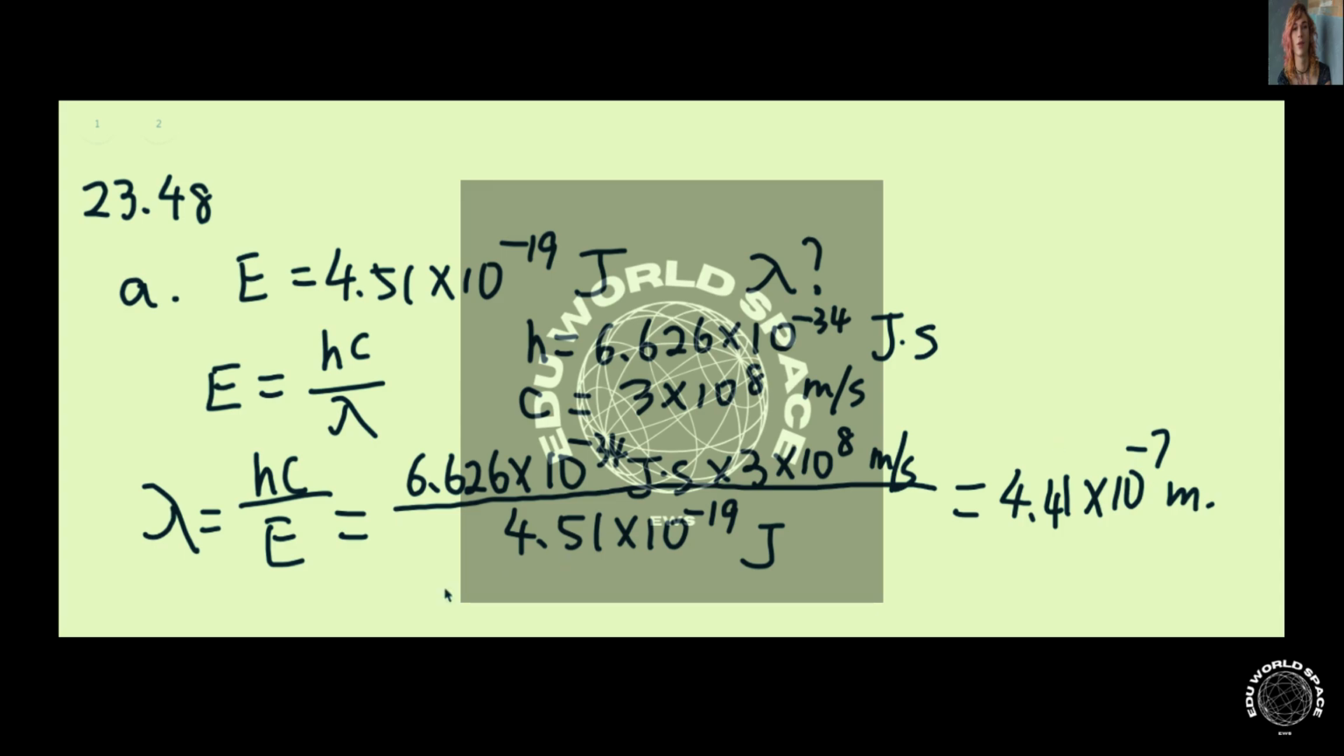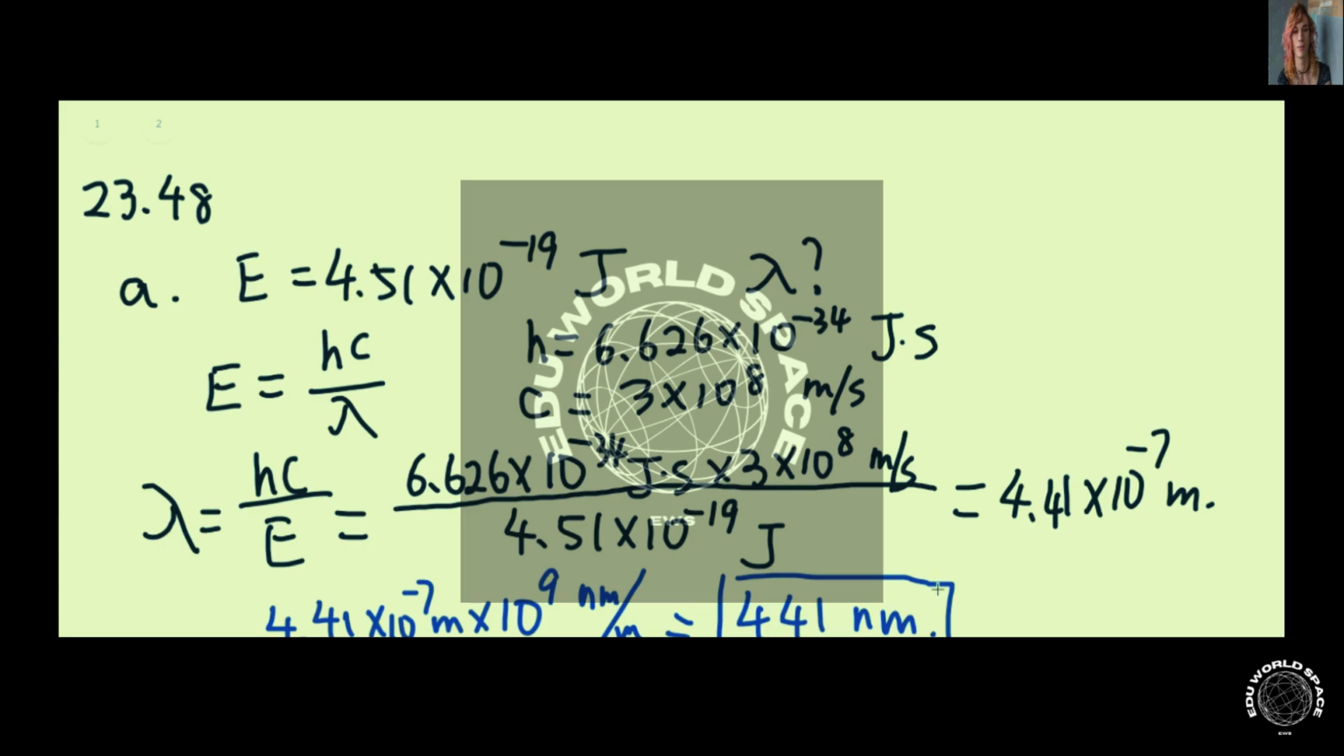And for the wavelength, we usually use nanometers. So if we convert 4.41 times 10 to the minus 7 meters into nanometers, we get the number 441 nanometers. Alright, so the answer for question A, the wavelength of the photon, will be 441 nanometers.